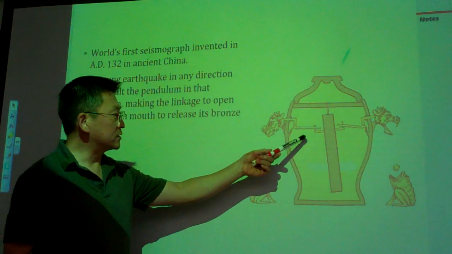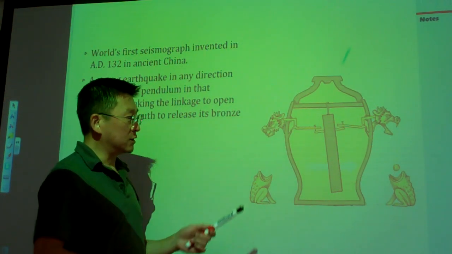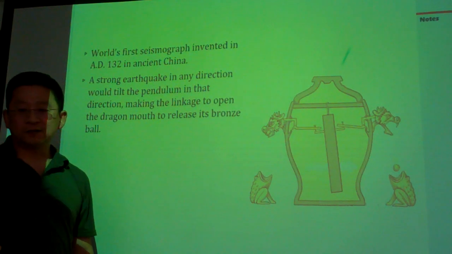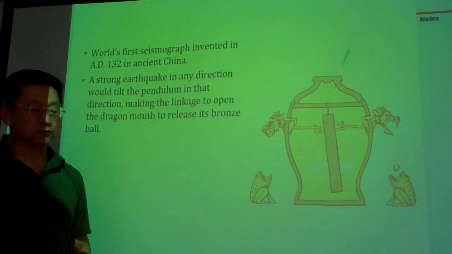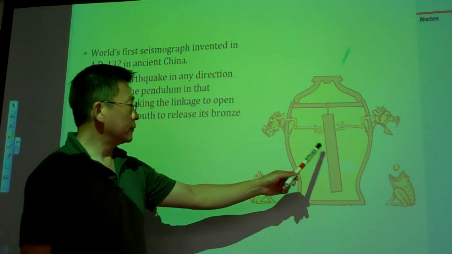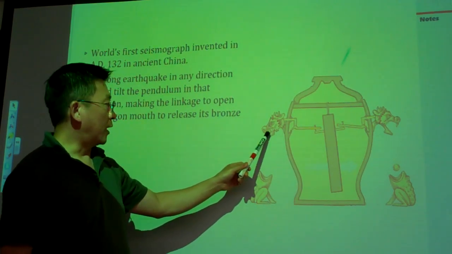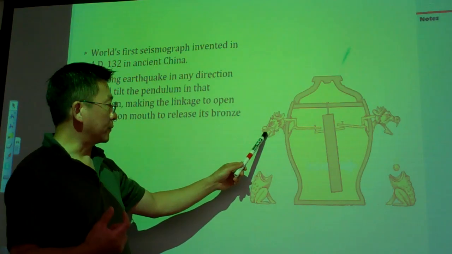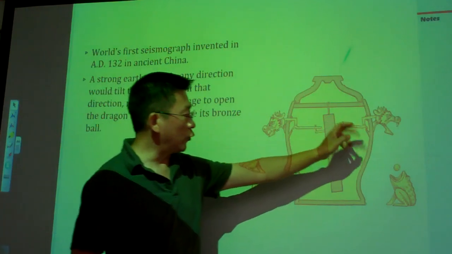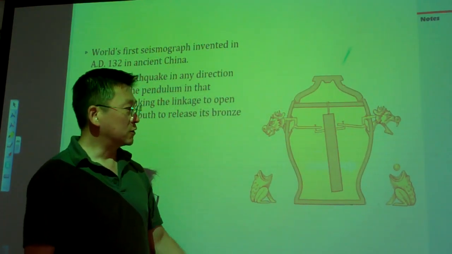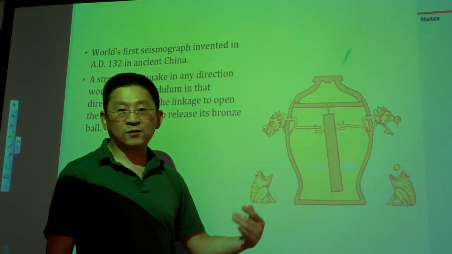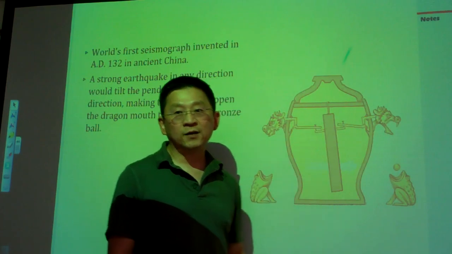This device is an apparatus that sits on the ground. Whenever there's an earthquake or seismic vibration from the ground, this bar will tilt and trigger the mechanism. The small metal ball held in the mouth of the dragon head will be released and come down. In this way, it helps people tell the direction the earthquake is coming from.